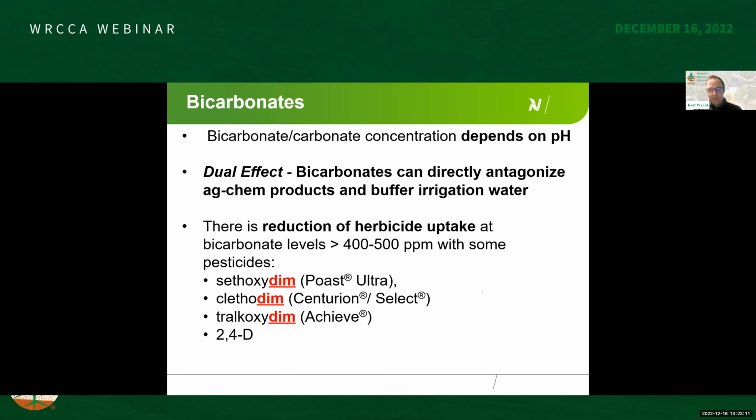The buffering piece: if you have really high bicarbonate water, you're going to need more product to lower the pH. So make sure you have those pH test strips and meters available to see if you're hitting the mark. And then the other thing is the reduction of herbicide uptake and that direct antagonism.